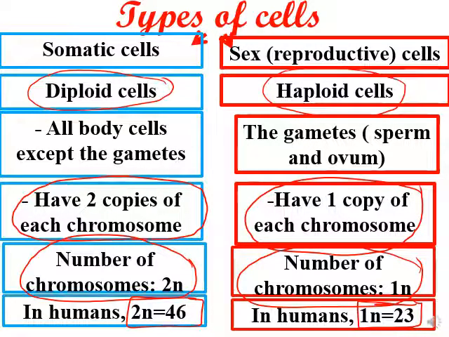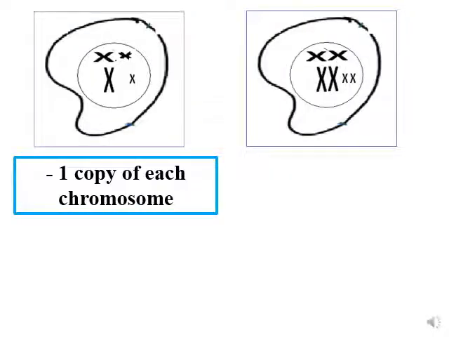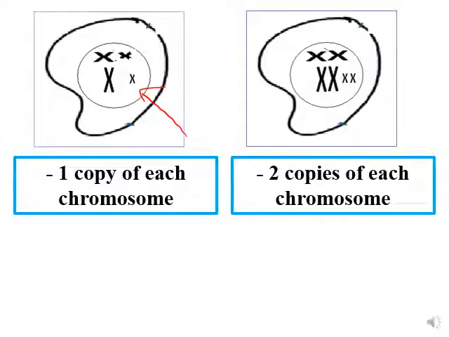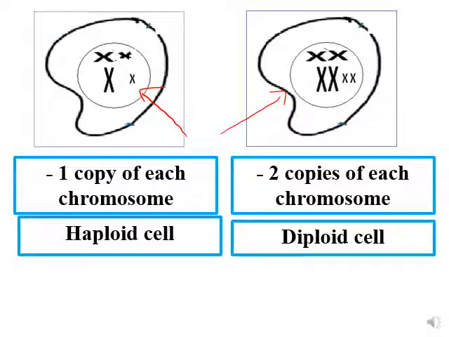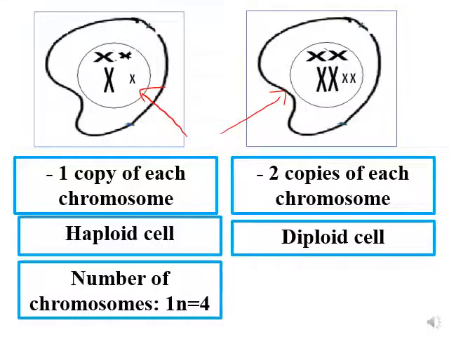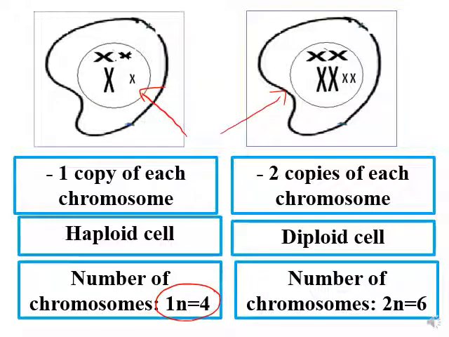Somatic cells, they are all the body cells except the gametes, which are the sperm and the ovum. While the sex cells or reproductive cells, they are only the gametes, the sperm and the ovum. So here we have one copy of each chromosome in this figure. Here we have two copies of each chromosome. So two copies is said to be the diploid, or one copy is said to be the haploid. So number of chromosomes, 1n equals 4. Here, 2n, it's equal to what? You can count them: 1, 2, 3, 4, 5, and 6.